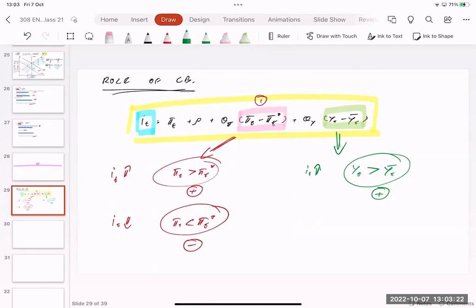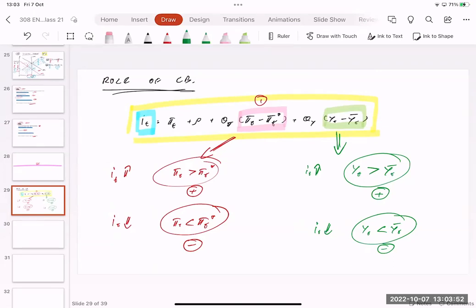On the opposite way, if the economy is bad, y_t less than y_t bar, this bracket is negative. The right side of the equation is negative, so the left side is going to be lower. The central bank is going to respond by lowering the nominal interest rate. This is how the central bank changes the nominal interest rate with respect to the inflation problem and the economy problem.